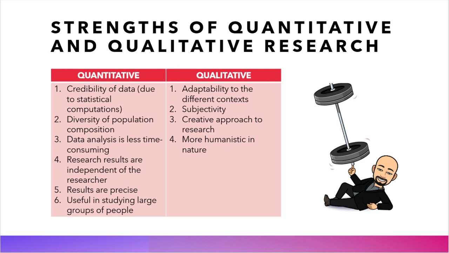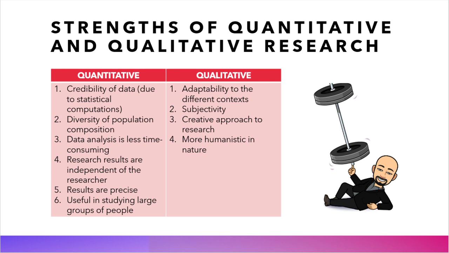But on the other hand, qualitative research also has its strengths. The first one is the adaptability to different contexts. What does this mean? When you say adaptability to the different contexts, we mean that the qualitative type of research is able to connect with different groups of people and be less discriminating of their background.